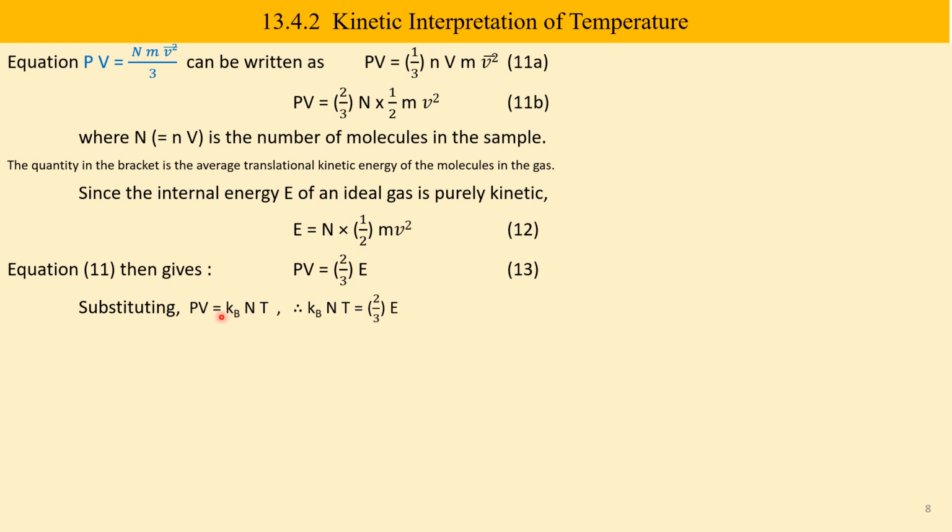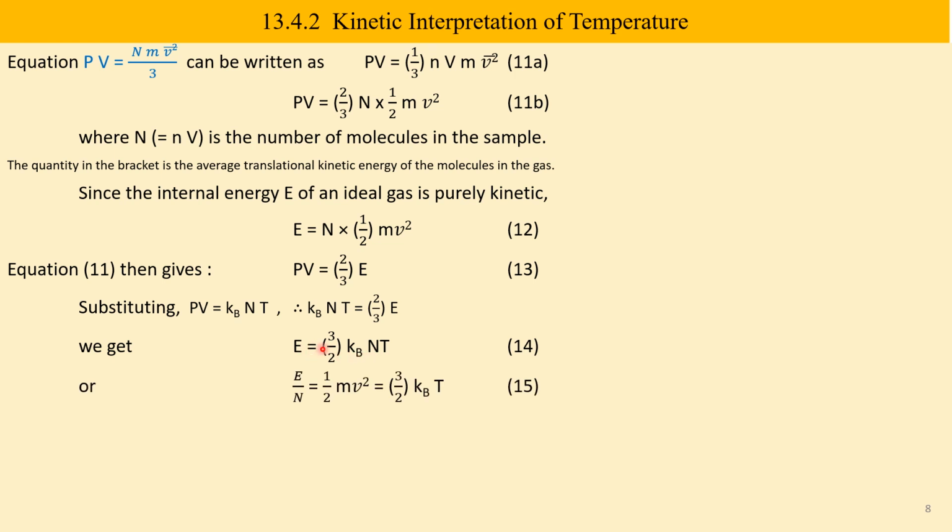Substituting PV is equal to KB into NT, that is the universal gas equation, the ideal gas equation, PV is equal to KB into NT. We get KB into NT on the left hand side equals 2/3 of E, that is from equation 13. Cross multiplying, we get E is equal to 3 by 2 into KB, the Boltzmann constant, into N, the number of molecules, into T, capital T. Let it be equation 14.